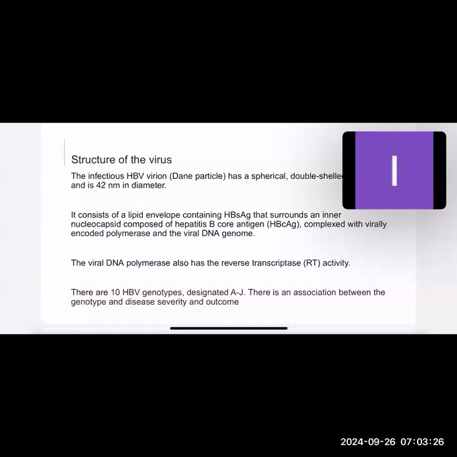There are 10 genotypes of the Hep B virus. They are designated A to J. And the type of genotype correlates strongly with the severity of the disease, especially when it comes to genotypes C and D. They are known to be quite associated with hepatocellular carcinoma and a poor outcome.